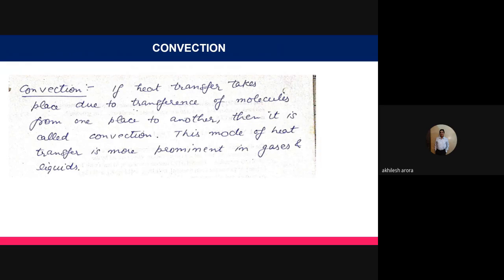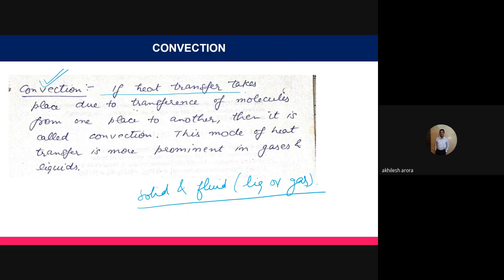So when we talk about convection, convection occurs mainly between a solid surface and fluid. Now this fluid, as you know, could be either liquid or a gas. Okay, so you need a solid surface and a fluid. Only then the convection will happen. So let us read the definition for the convection.